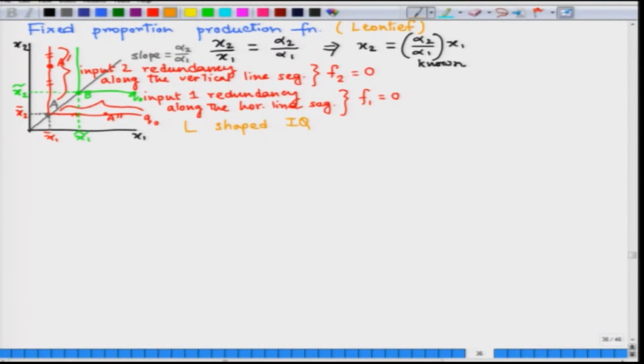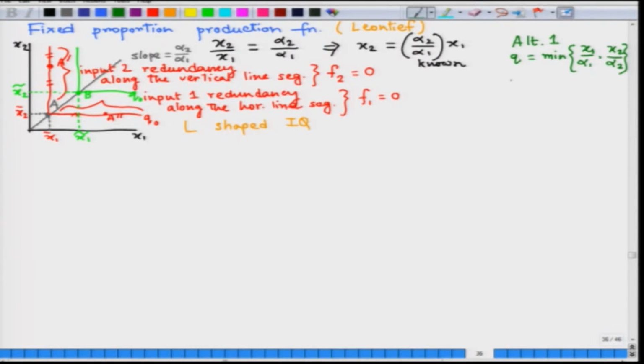Now, how to represent mathematically this type of production function? Well, there are two alternative representations. Alternative 1, we can write q as minimum value of x1 over alpha 1 and x2 over alpha 2.